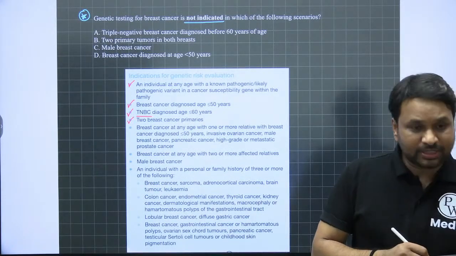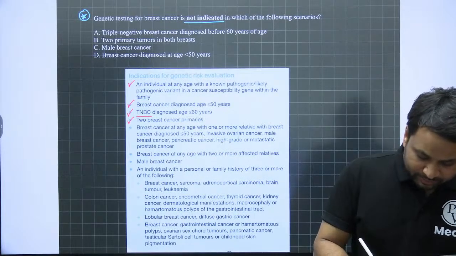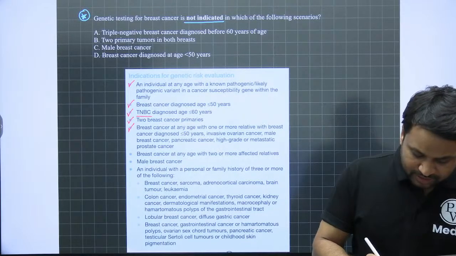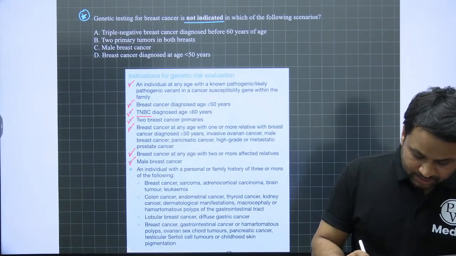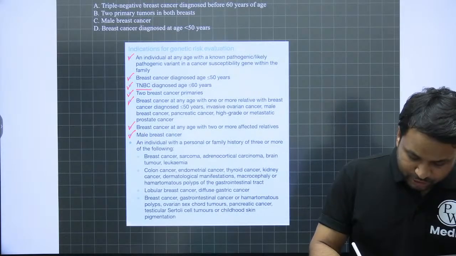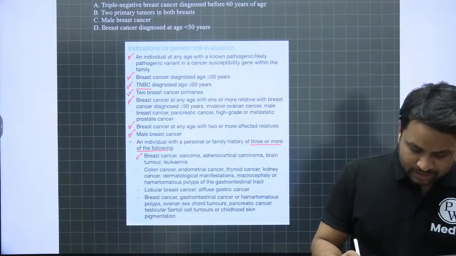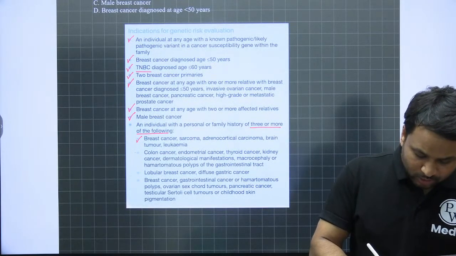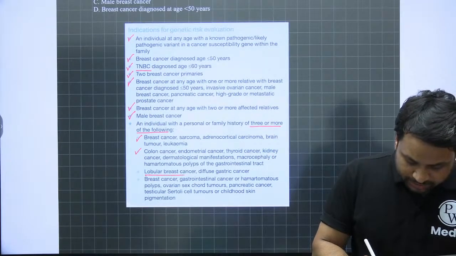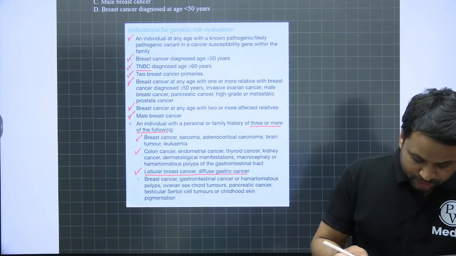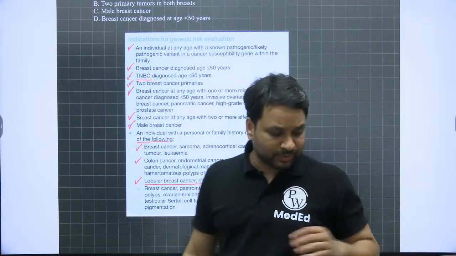Two breast cancers present as different primaries. Breast cancer at any age with one or more relatives with breast cancer diagnosed before the age of 50 years, breast cancer at any age with two or more affected relatives, male breast cancer, or a family history of three or more of the following: breast cancer, sarcomas, adrenocortical carcinomas, brain tumors, leukemia, colon cancers, endometrial cancer, thyroid cancers. If it is a lobular breast cancer or diffuse gastric cancer in combination, breast cancer with GI malignancies, I've given you the other important components.